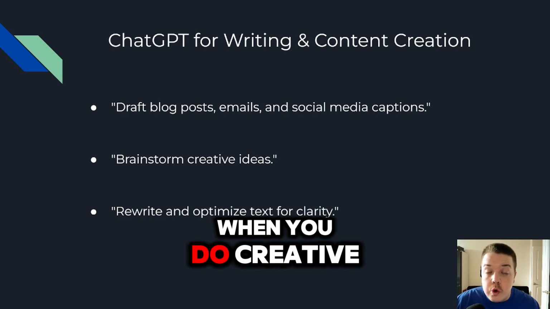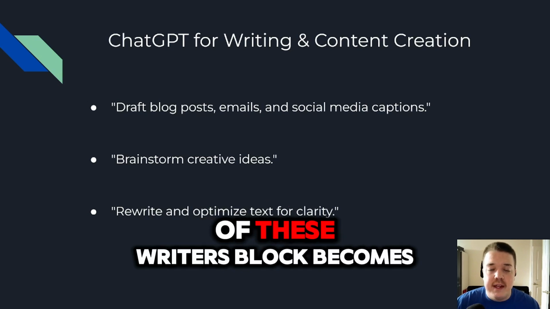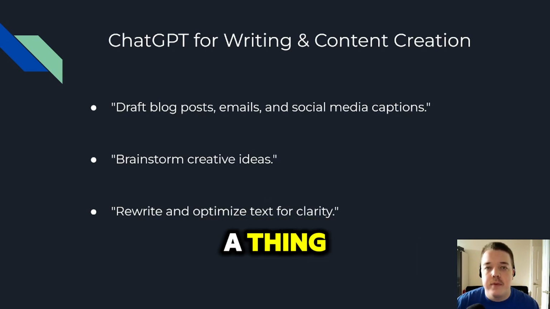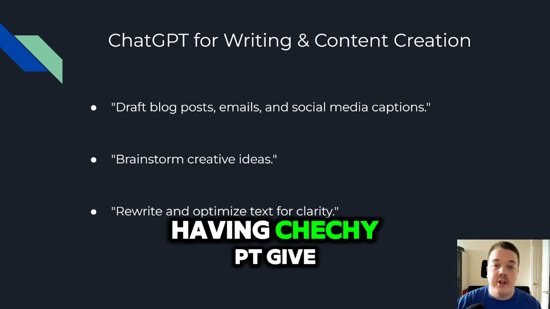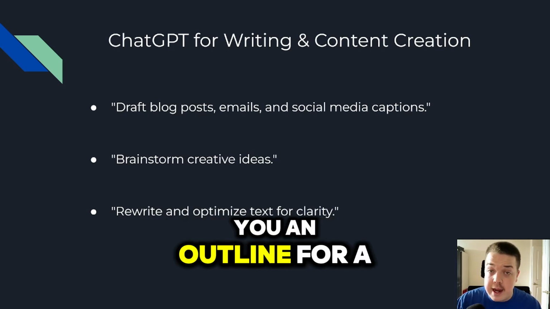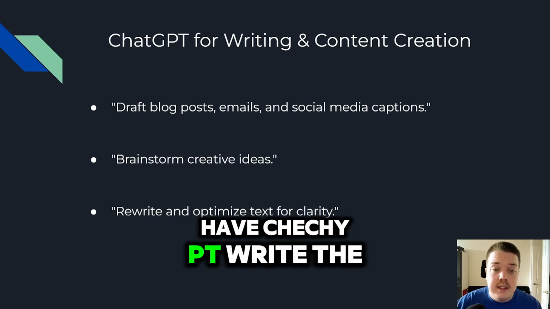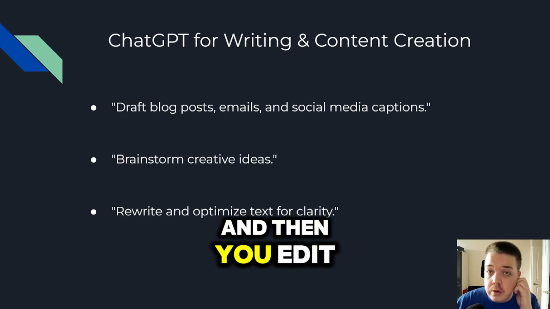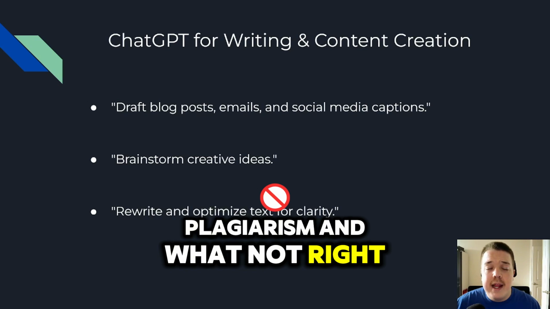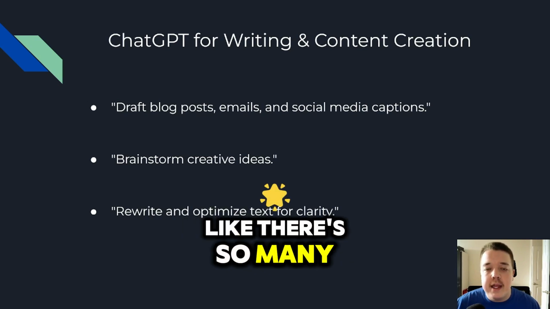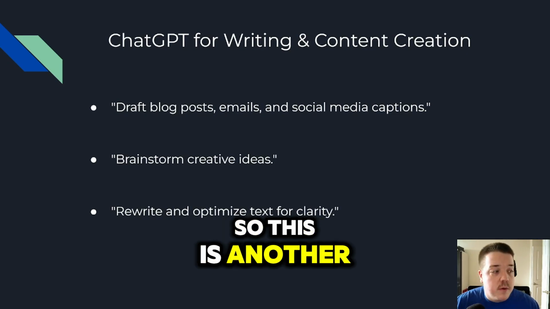When you do creative writing as part of your job, which falls into all of these, writer's block becomes a thing. Now, you can do something as simple as having ChatGPT give you an outline for a blog post and then you write it, or you can have ChatGPT write the blog post and then you edit it and change it out in terms of plagiarism and whatnot, right? There's so many things that you can achieve with it. So this is another one to give a good example.